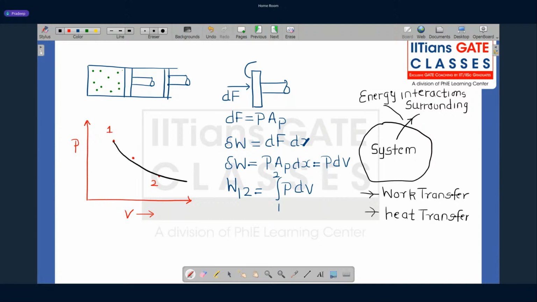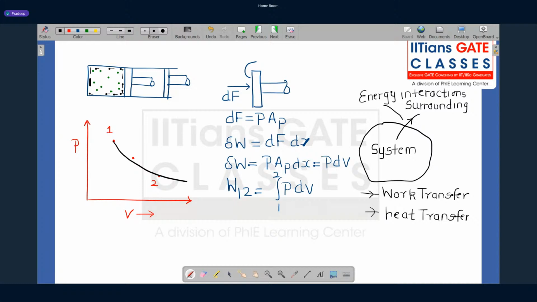So look at this system, what we are talking about. I told you we are considering gas behind a piston cylinder arrangement. So this gas behind this piston cylinder arrangement is our system, and this black dotted line is our system boundary. Now what is happening over the period of time? The system boundary is changing.